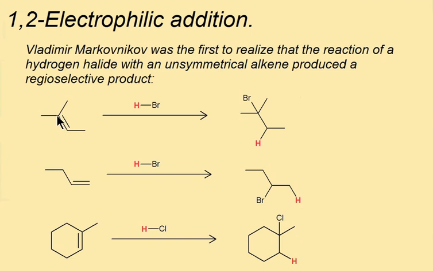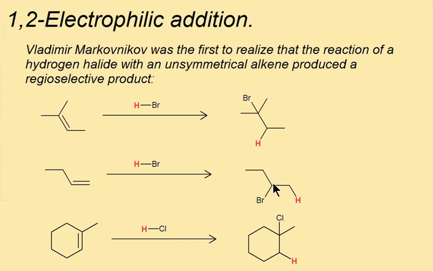We have 0 hydrogens at this carbon, but 1 hydrogen at this carbon. So that's the carbon that gets the hydrogen, and the more substituted side gets the bromine. Likewise with this second example, we have got 1 hydrogen at this carbon as we make up its octet, but 2 hydrogens at this carbon, and so that's the carbon which gets the hydrogen, and the other side, the more substituted side, because it has 2 carbon neighbours, while this carbon just has 1 carbon neighbour.